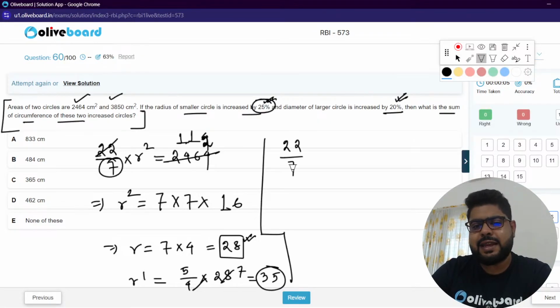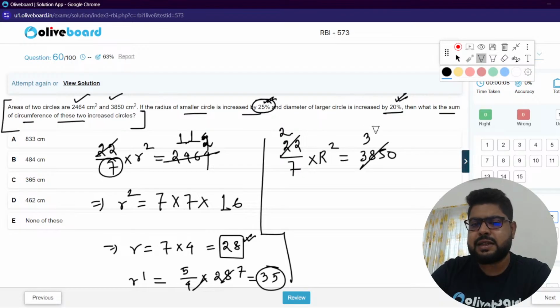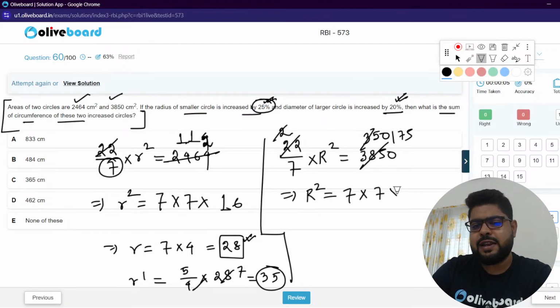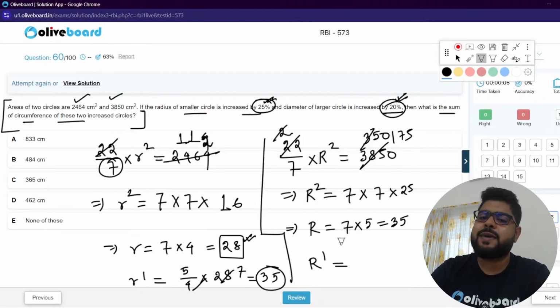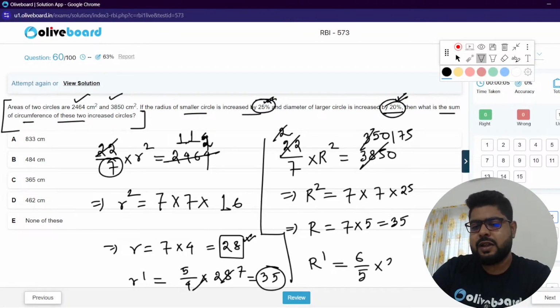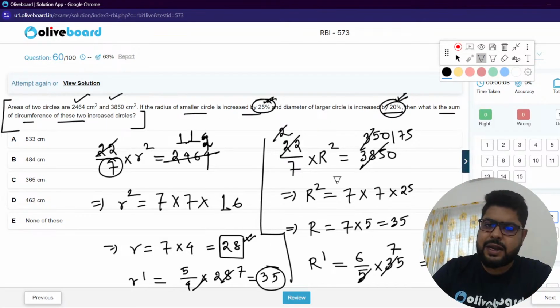22 by 7, let's take it capital R square. It is 3850. Sir, 11 twos are this, 11 threes are 33, fives are this. So 2 175. R square is 7 into 7 into 25. So R is 7 into 5, that is 35. So R prime after increment, it is increased by 20%, meaning 6 by 5 of 35, sir. So that is 42. R prime is 42.